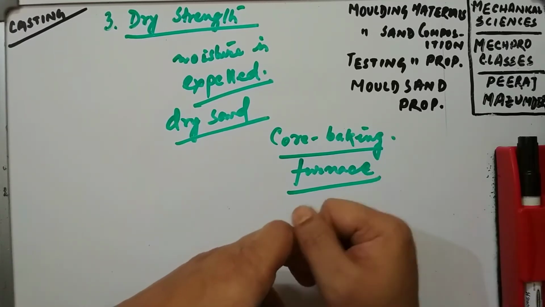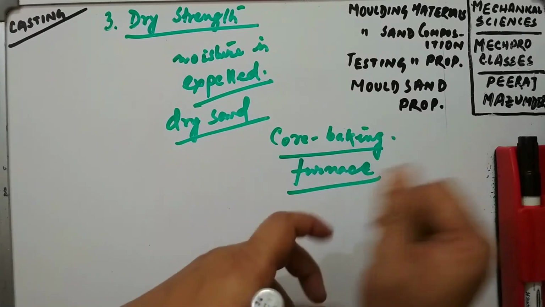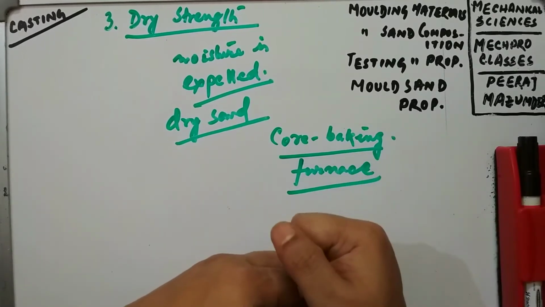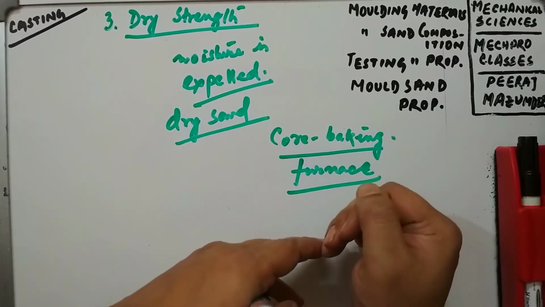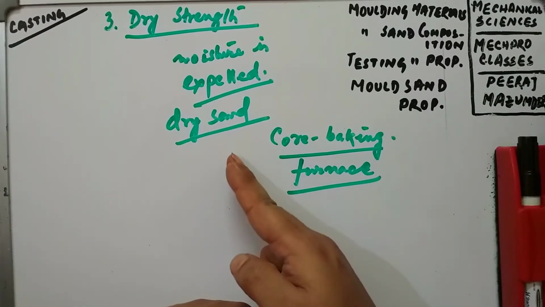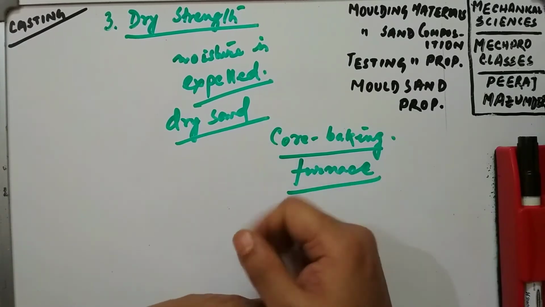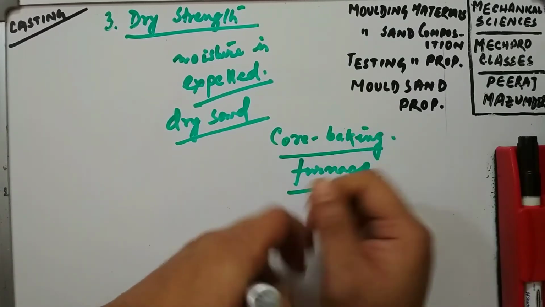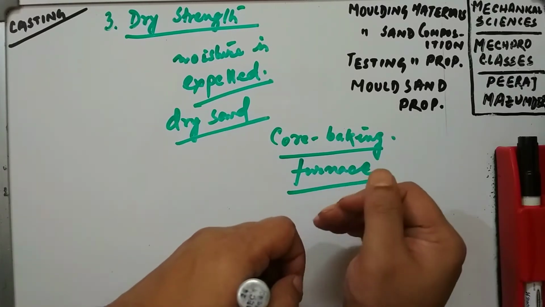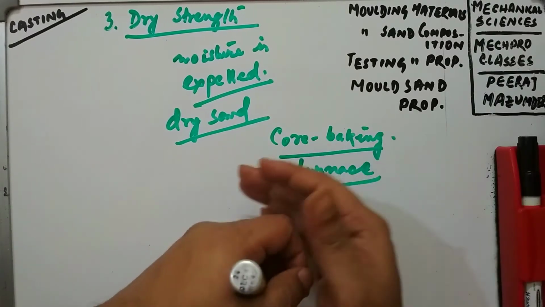After keeping some time, the moisture will be expelled out of the green sand, and the remaining sand is known as the dry sand, where there is no moisture. So it is now very clear to you what is the difference between a moisture containing sand, or the green sand, and dry sand as well.